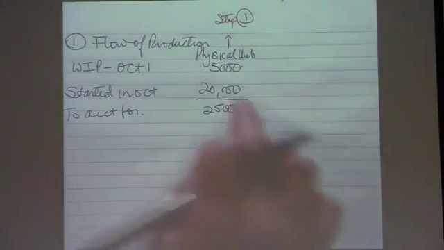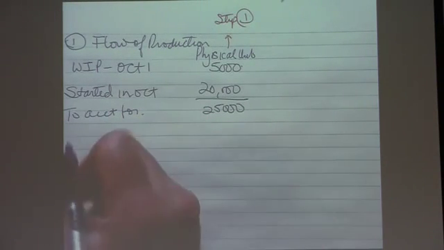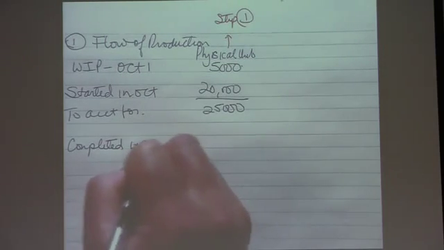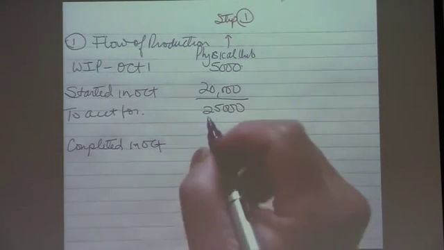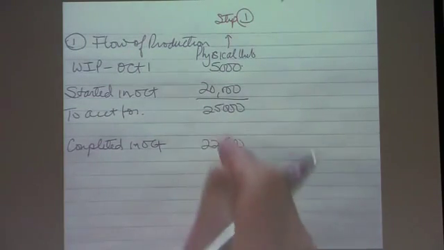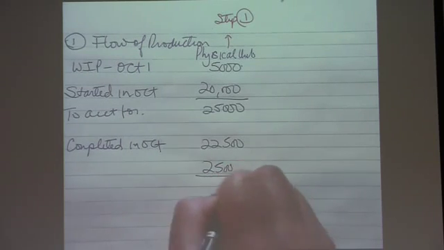Now, we need to analyze what happened to these 25,000 units. We know that these units were completed in October. How many were there? There were 22,500 units. That means the difference would be the 2,500 units that are sitting in work in progress.